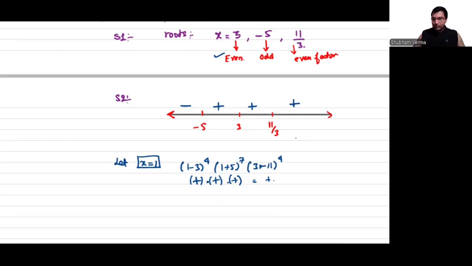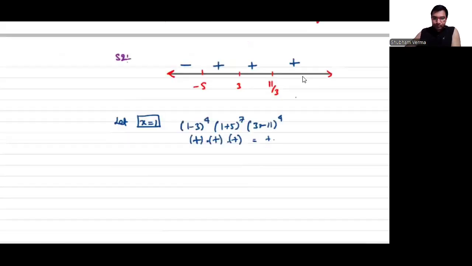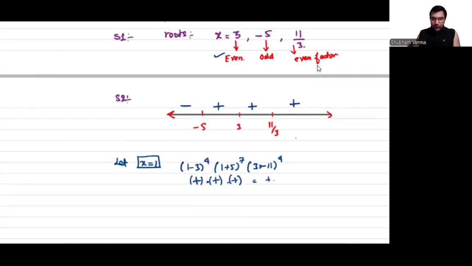So let me write these pointers. So how will the graph be? Let me mention the graph as well. So the graph will be, after minus 5, this is positive, right? And at 3, touching, and then going up. Are you getting it? So it will be something sort of this, because it is always positive.